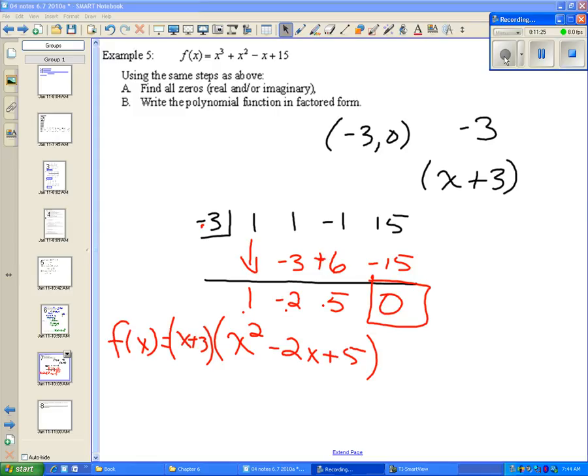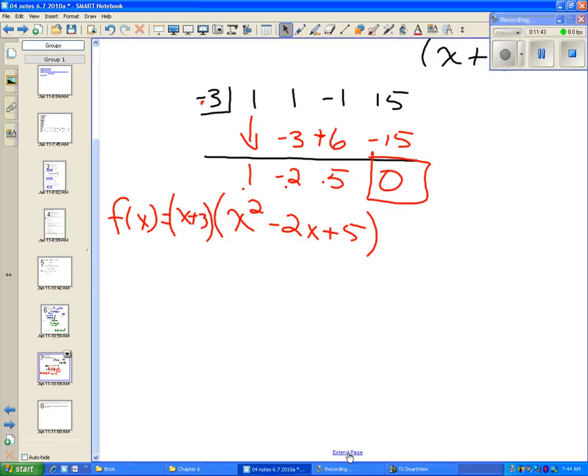So now I have this. I want to see if I can find factors. Is this factorable? What multiplies to be positive 5 and adds to be negative 2? Well, the only thing that I know that multiplies to be positive 5 that's whole numbers is 1 and 5, and that will never add up to be a negative 2. So at this point, I have to use the quadratic equation.